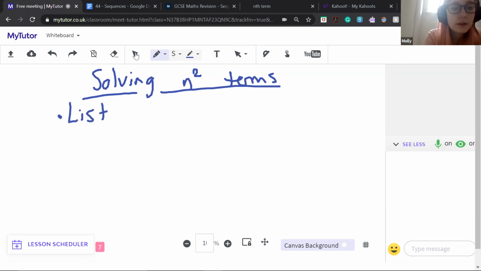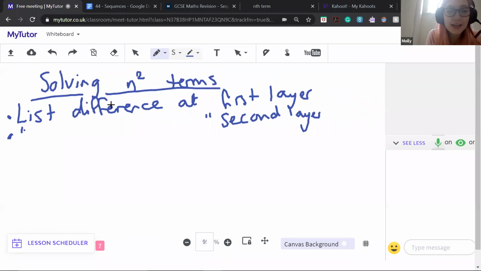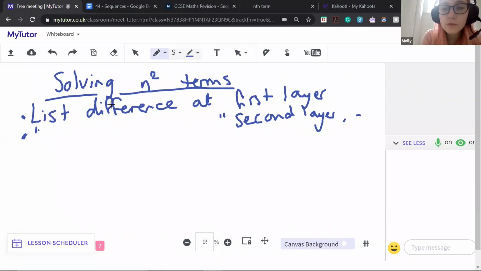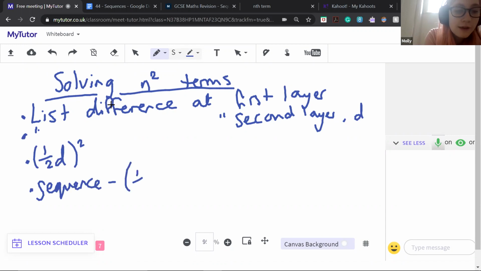So it's: list the difference at the first layer, list the difference at the second layer, and we'll call this difference at the second layer d. Then we know that it's half of whatever d is squared. So in the previous one, d was 4, so it was 2 squared. You halve whatever that thing is in the second layer. Then we do the sequence minus whatever our squared term is.